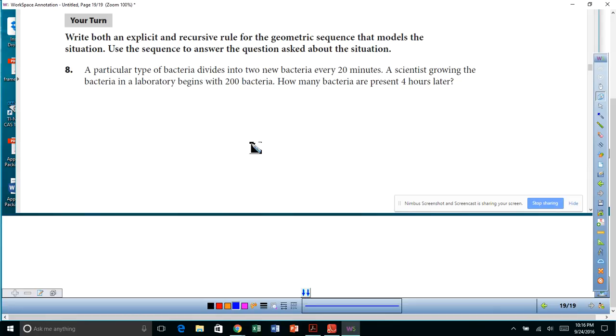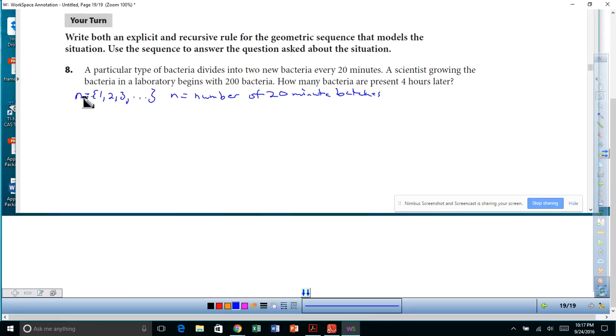Well, what do we know? Your N is going to be in 20-minute increments, so you're going to have 1, 2, 3, and so on, right? So let's define that. N equals the number of 20-minute batches. That's going to be real important when we try to figure out how far 4 hours is.